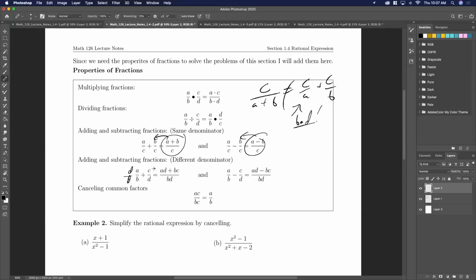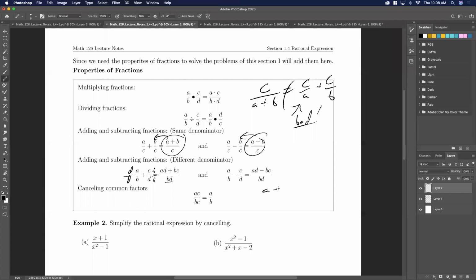Anyways, and then here we're going to multiply by b over b. That would give us the bottom part would be BD, and then we'd have AD plus BC. And so the same thing with that. And then you can cancel common factors. And so if it's common everywhere, you can do that.